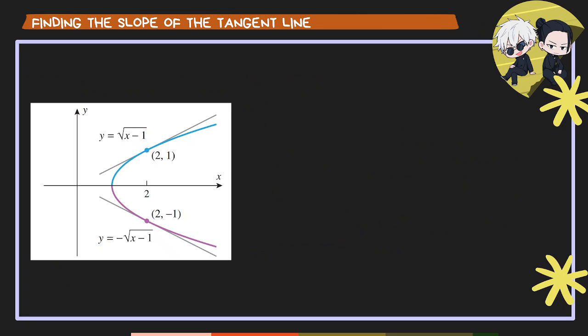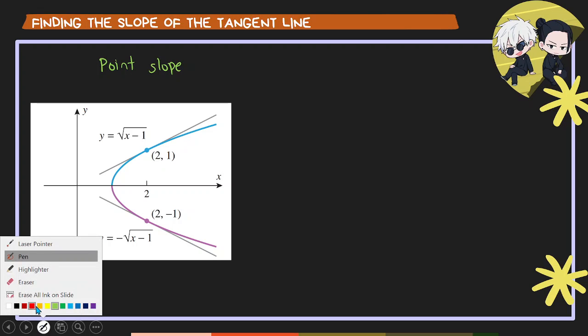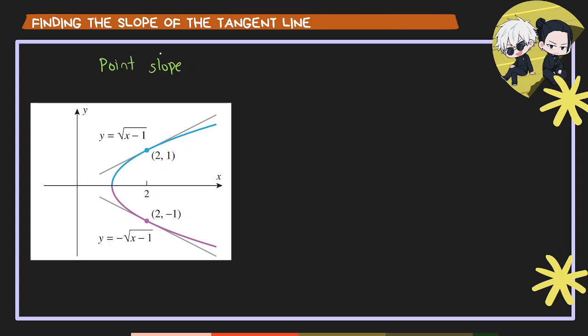So, let's proceed. Finding the slope of the tangent line. Reviewing, we all know the point slope form would tell us the equation of the line given a point and a slope. So in order for us to find the equation of the tangent line, we need to utilize the formula y minus y sub 1 is equal to m multiplied by x minus x sub 1. So what is this one?